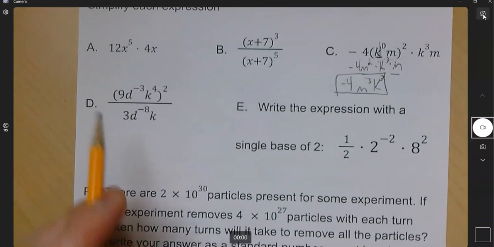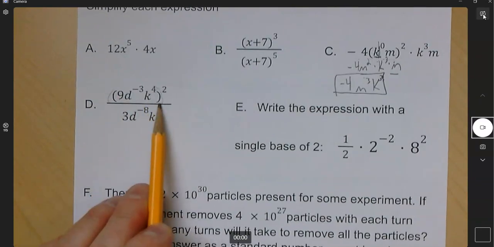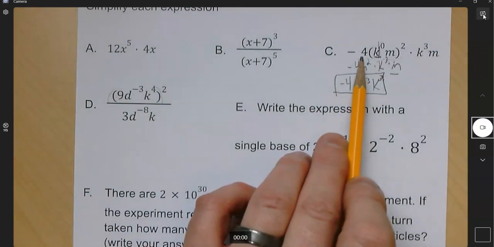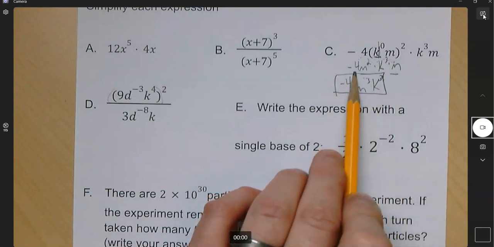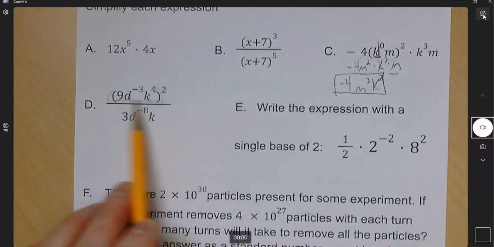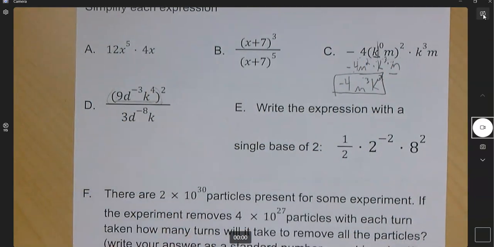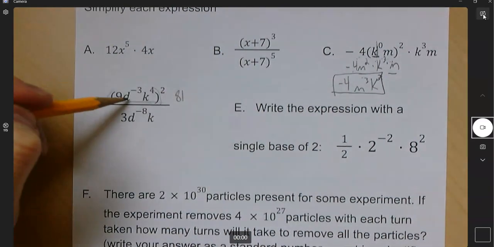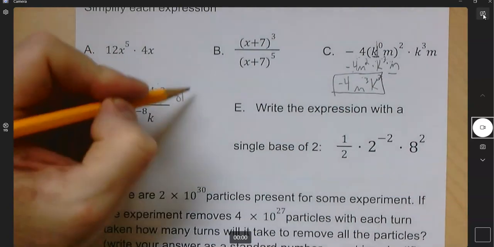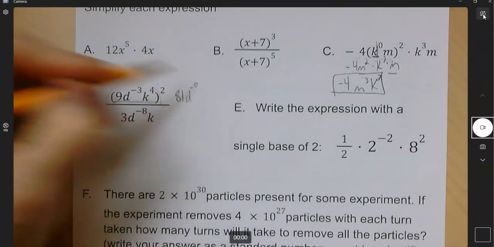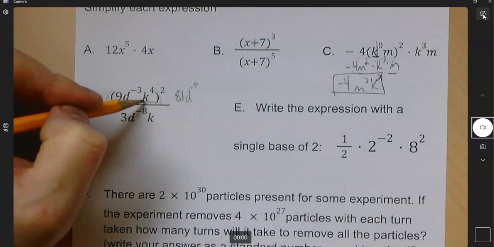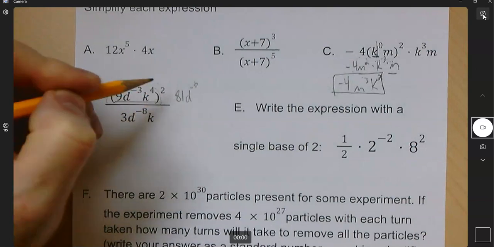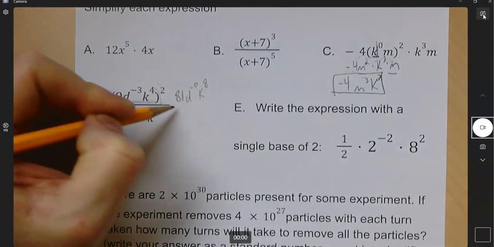About letter D. Letter D is saying everything inside these parentheses is being squared. Notice over here the negative 4 was not. That's why it just stayed negative 4. But this time, everything in here needs to get squared, including the 9. So 9 squared is 81. D to the negative third squared is d to the negative 6, multiplying. And k to the fourth squared is k to the 8.